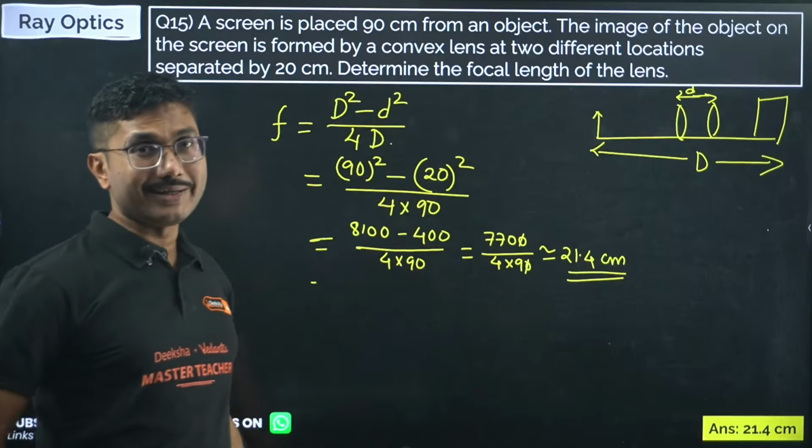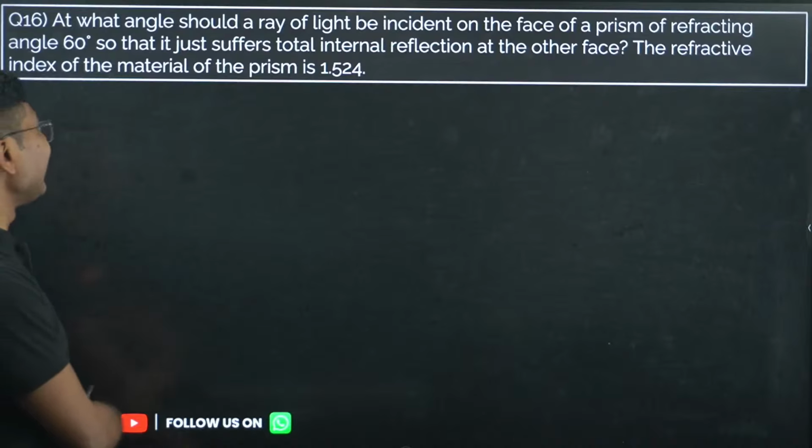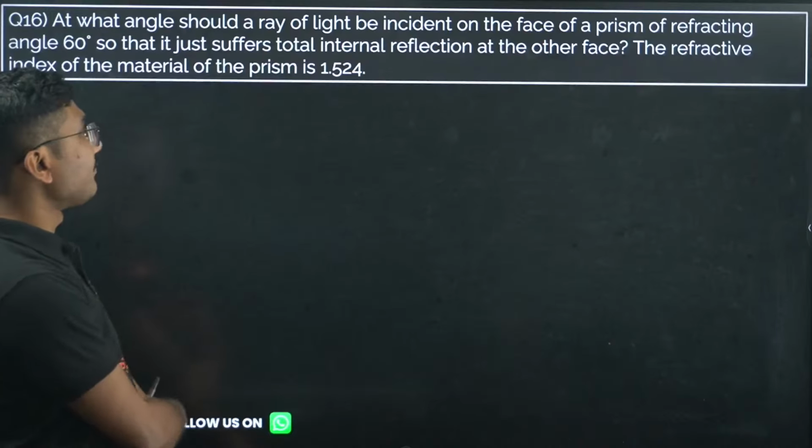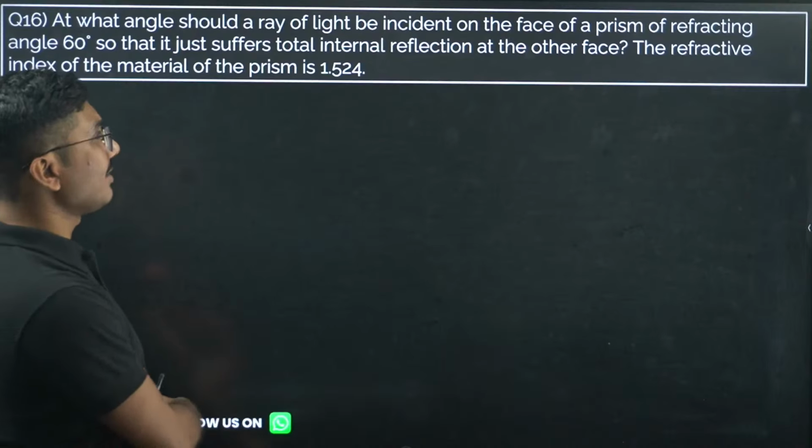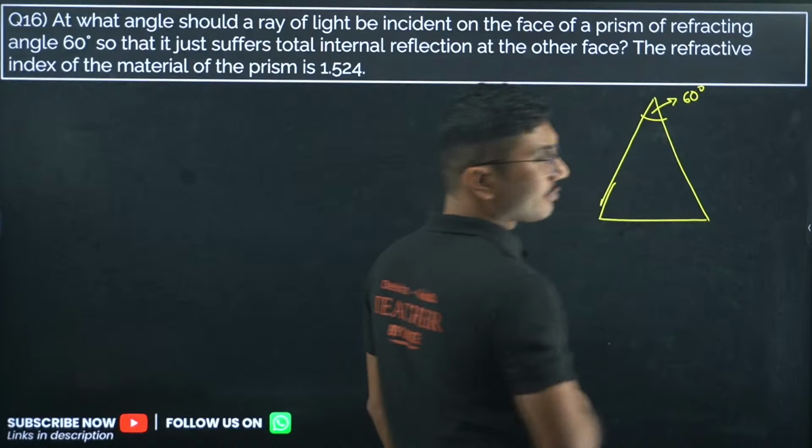Okay, next: at what angle should a ray of light be incident on the face of a prism of refracting angle 60 degrees so that it just suffers total internal reflection at the other face? The refractive index of the material of the prism is 1.524. Okay, so here we have a prism. The angle of the prism is 60 degrees. Refracting angle or angle of the prism is the same.